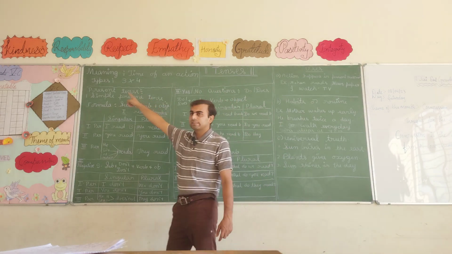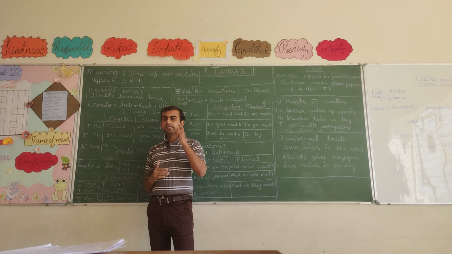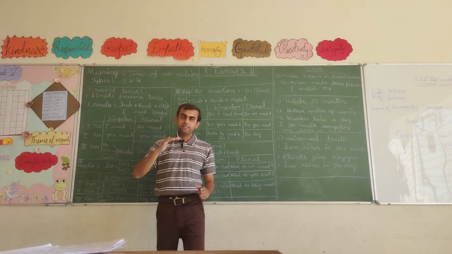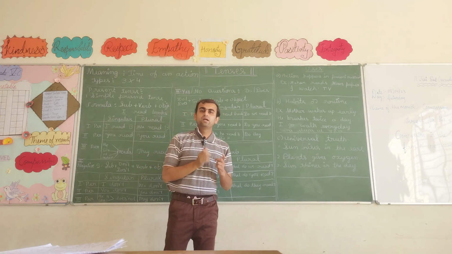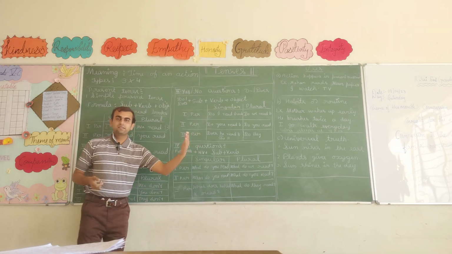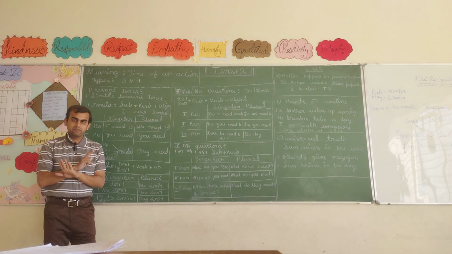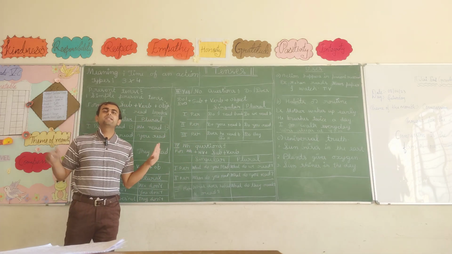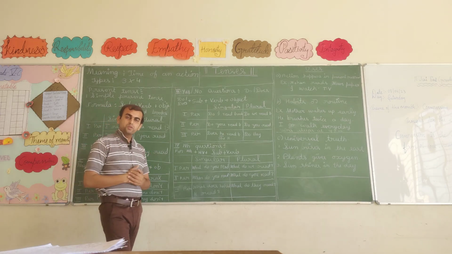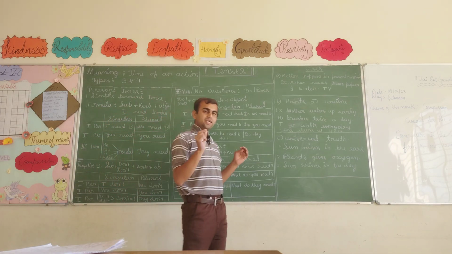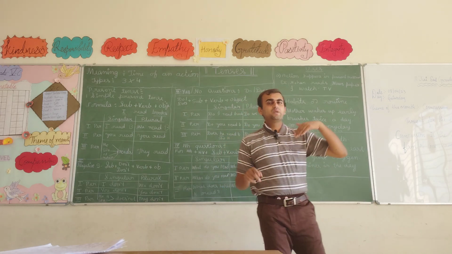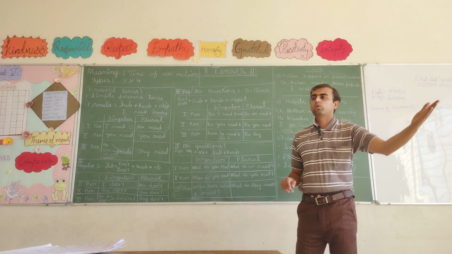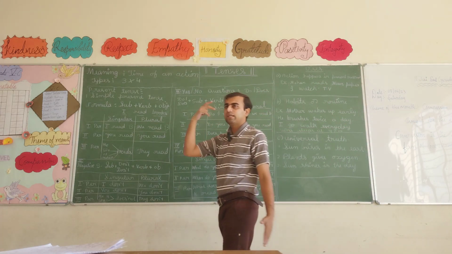What does present tense indicate? The present tense indicates that action which is happening now, today. What does past tense indicate? The past tense indicates that action which is already completed, done yesterday. What does future tense indicate? The future tense indicates that action which will take place tomorrow. Is it clear?